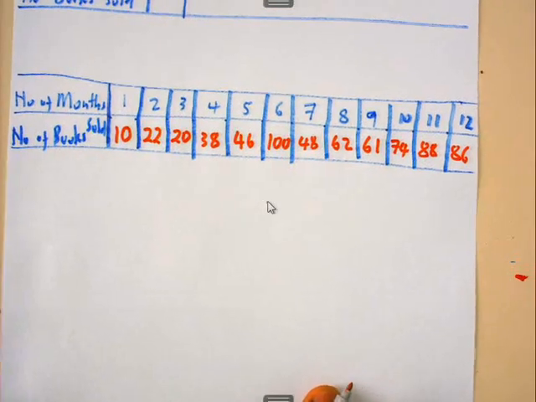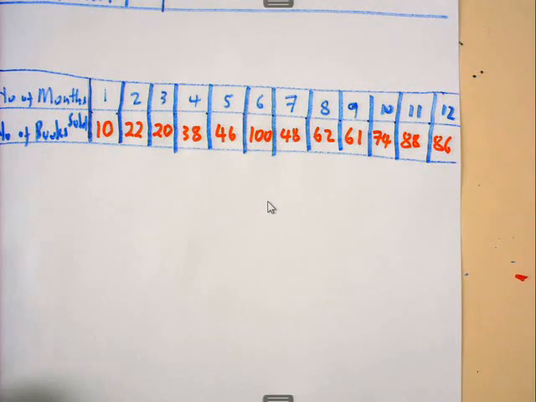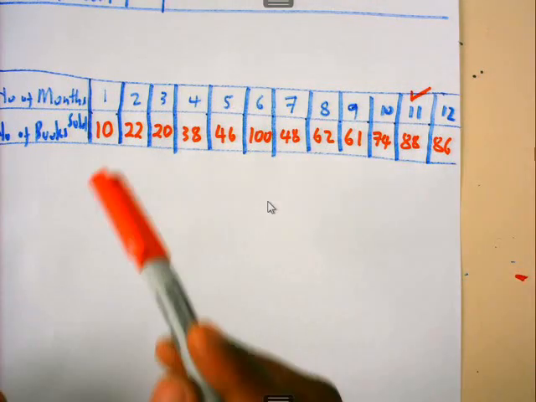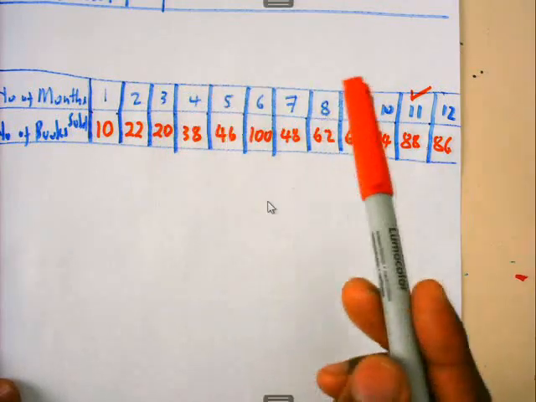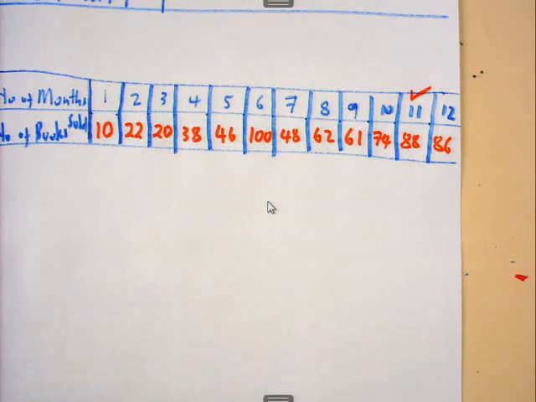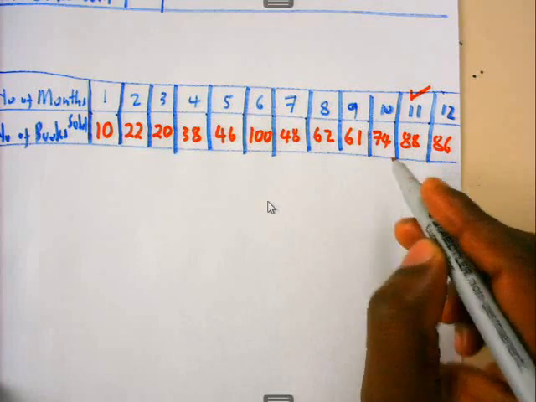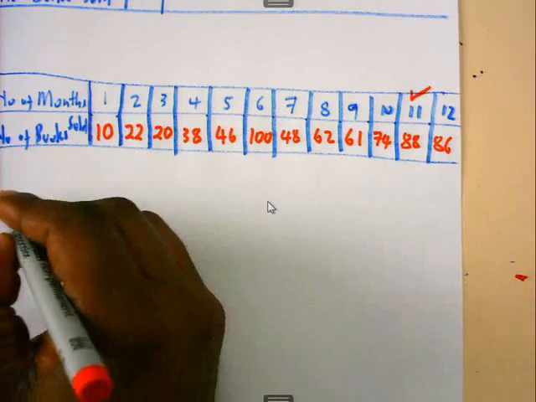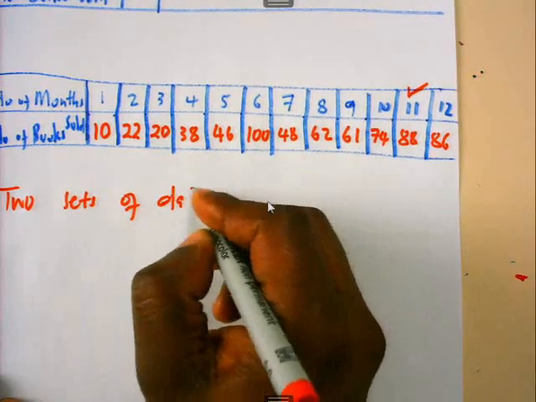Now when you look at this, already you can see that we have two sets of data. Remember the data above here, it is the number of months. The first month, the second month, the third month, the fourth month, and so on and so on. And below there, the second row, we have the number of books sold by the company. Now let us agree, we have here two sets of data.